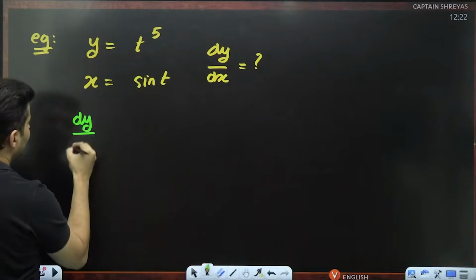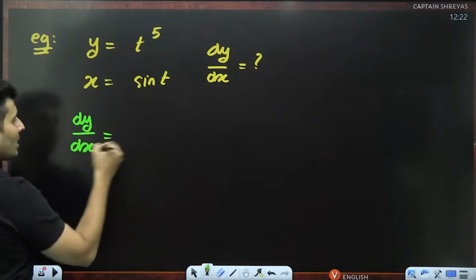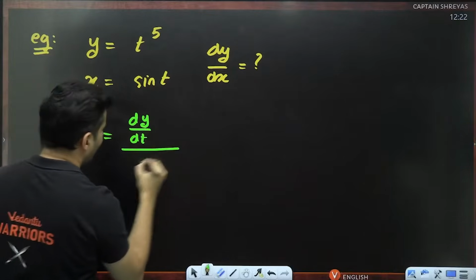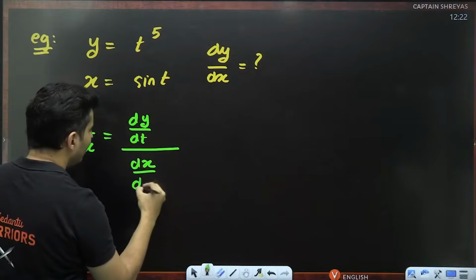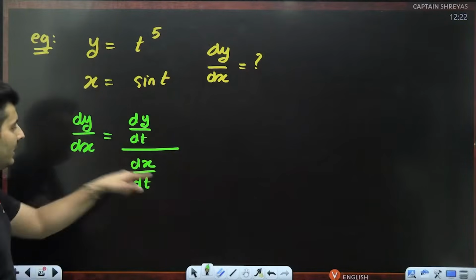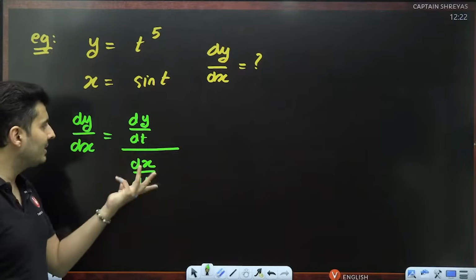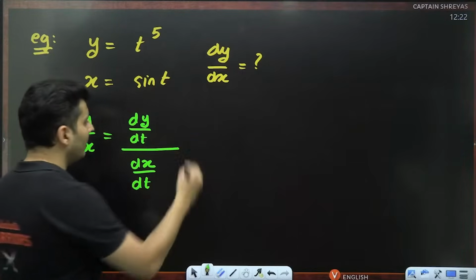This is again an application of the chain rule, only indirectly. You can do one thing: put dy by dt in the numerator and dx by dt in the denominator. dt will anyway cancel. It's like the chain rule only. And this can be done separately.